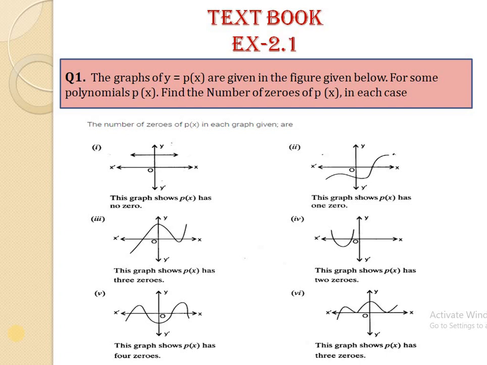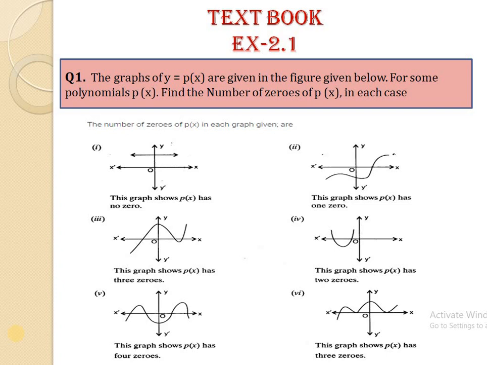Now third, in this one a curve is there which intersects the x-axis at 3 points. So it has 3 zeros. In the fourth one, a curve is there which intersects the x-axis at 2 points, therefore it has 2 zeros. In the fifth one, a curve is there which intersects the x-axis at 4 points, so p(x) has 4 zeros.